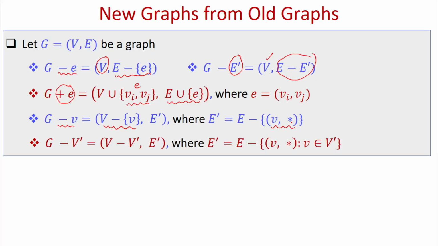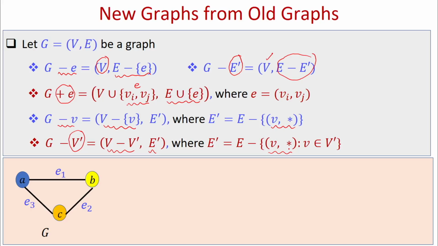Whereas if I remove a set of vertices V prime, then my new vertex set will be the difference of the old vertex set and the vertex set V prime, and the edge set will be the following. I have to remove all the edges where one of the endpoints of the edge is in my subset V prime.